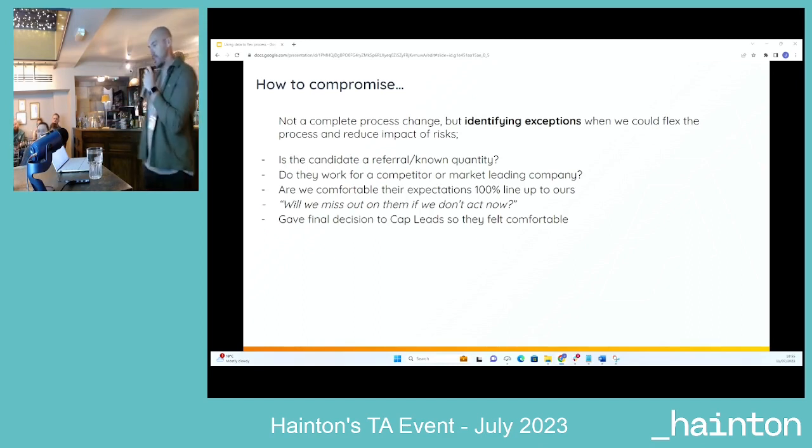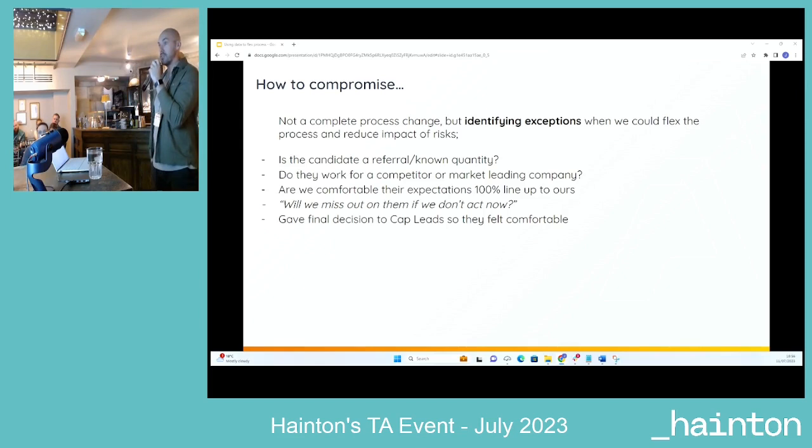Do we know the technology they use, the work they do? Are we comfortable that their expectations match ours? That's not just salary, so it's not just about money. It's making sure they know our business, we talk about our values, and they're engaged, not just interviewing with 9-10 different companies that are interested in us. And ultimately, the final question being, will we miss out if we don't act on them now?